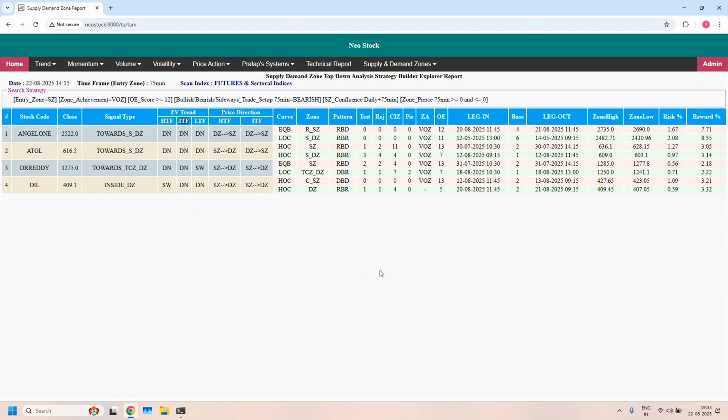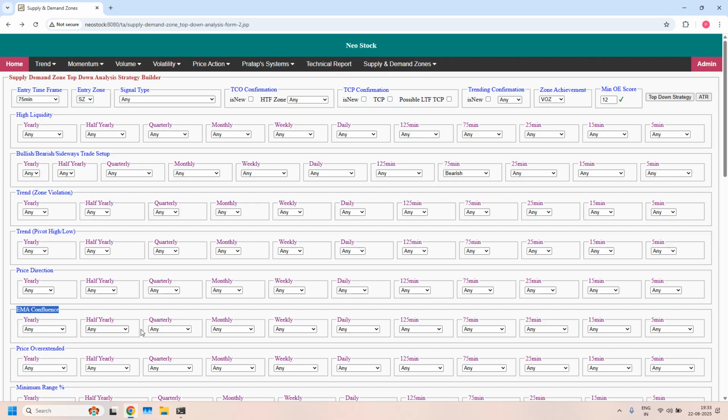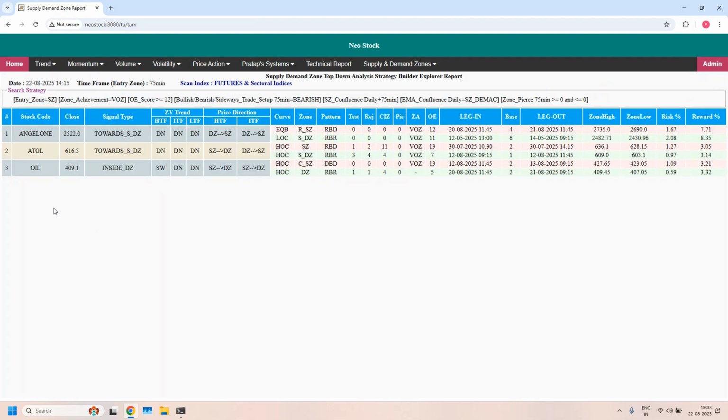So let us further filter based on daily supply zone having daily EMA confluence. I am going back. EMA confluence at daily, I am checking daily supply zone with daily EMA confluence. Out of 4, we got 3 stocks. So these 3 75-minute supply zones might be having more high probability to get success, provided less than 20 checklist items are satisfied. Otherwise, zones might be violated.